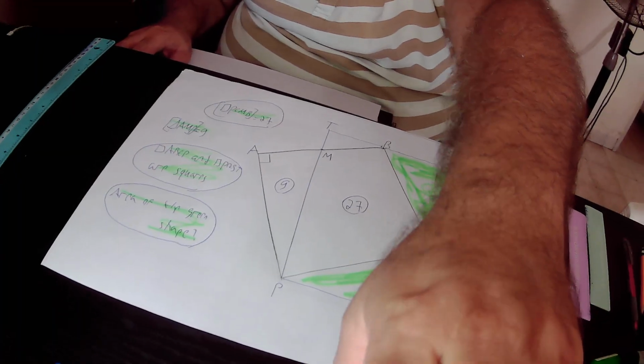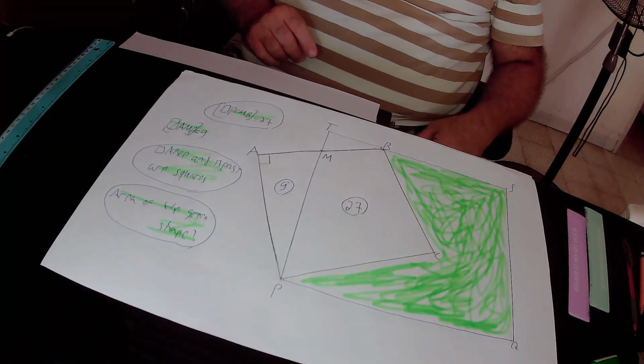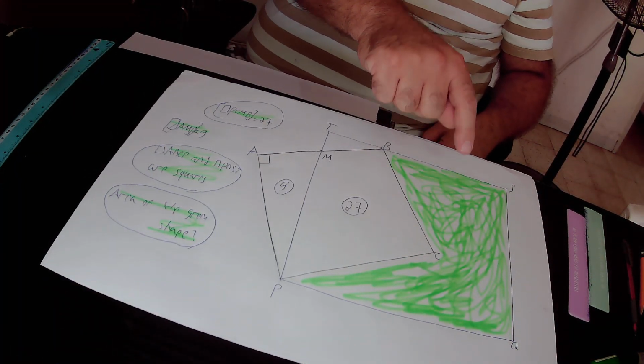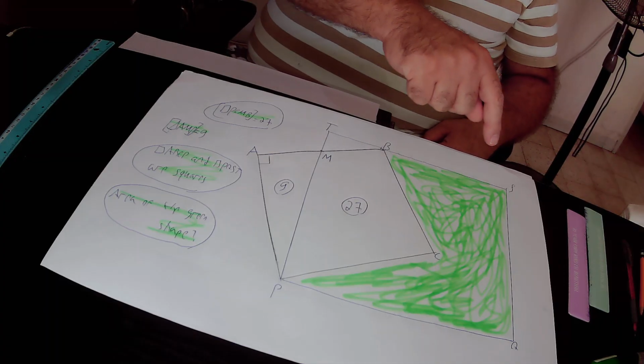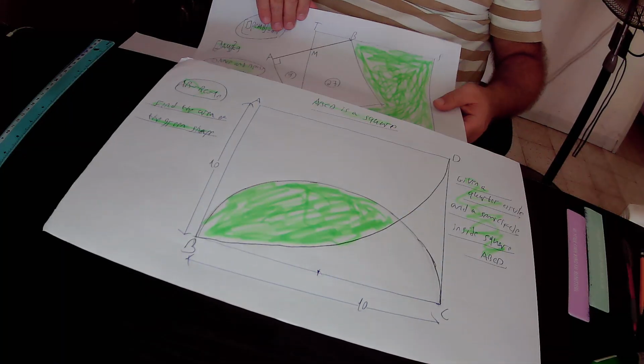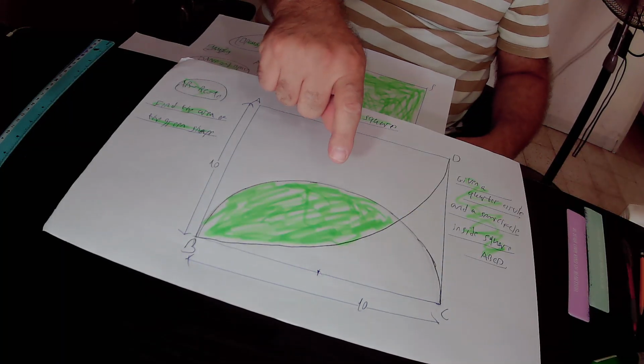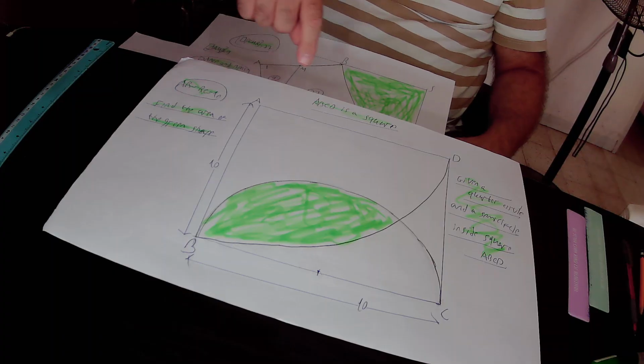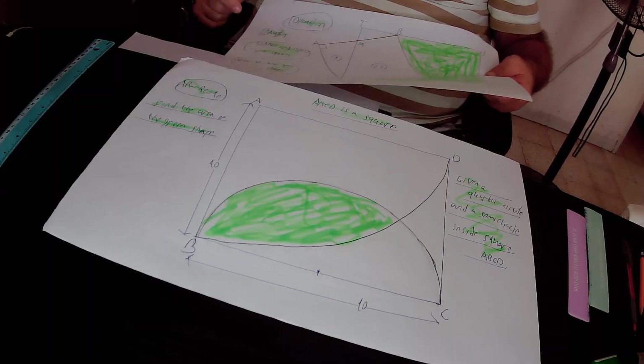Hello, in this lecture I will answer two questions. The first question, we find out the area of this green shape that is inside square TSQP. And the second question, we find out the area of this green shape that is inside square ABCD. So let's start with the first question.